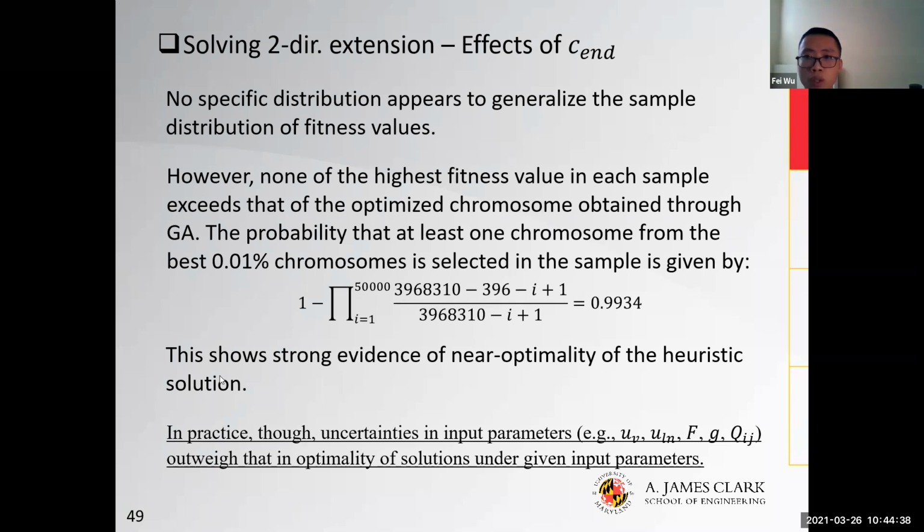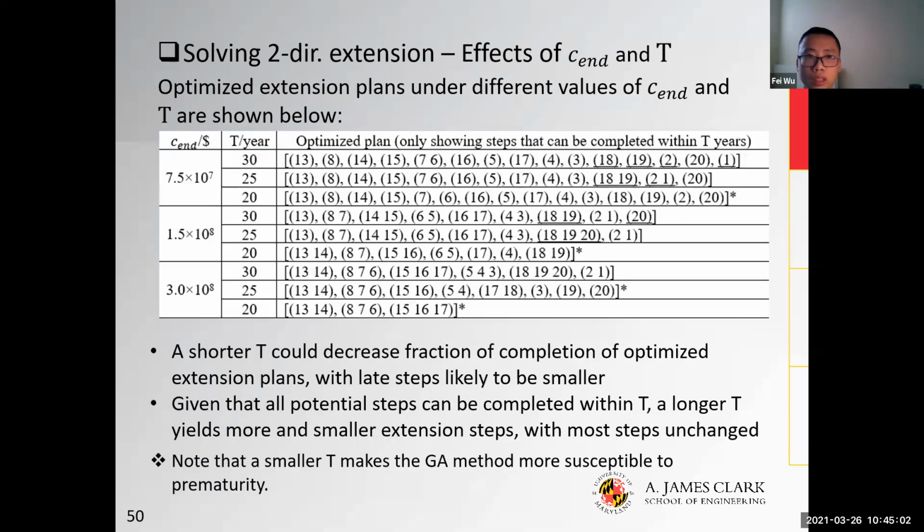We need to note one thing: in practice, the uncertainties in the input parameters like the demand level, the growth rates, and the estimated value of time can outweigh the possible optimality gap of the solution from the genetic algorithm.